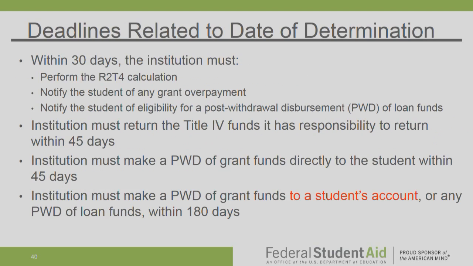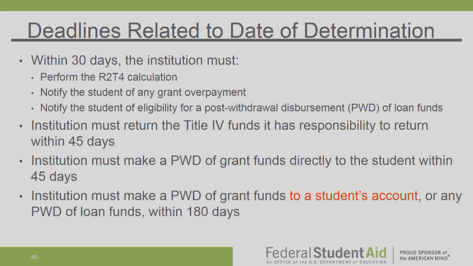Within 30 days of that date of determination, the institution must perform the R2T4 calculation, notify the student of any grant overpayment, and notify the student of eligibility for post-withdrawal disbursement of loan funds. The institution must return Title IV funds it has the responsibility to return to the department within 45 days, and the institution must make a post-withdrawal disbursement of grant funds directly to the student within 45 days. The institution must also make a post-withdrawal disbursement of grant funds to a student's account or a post-withdrawal disbursement of loan funds within 180 days.